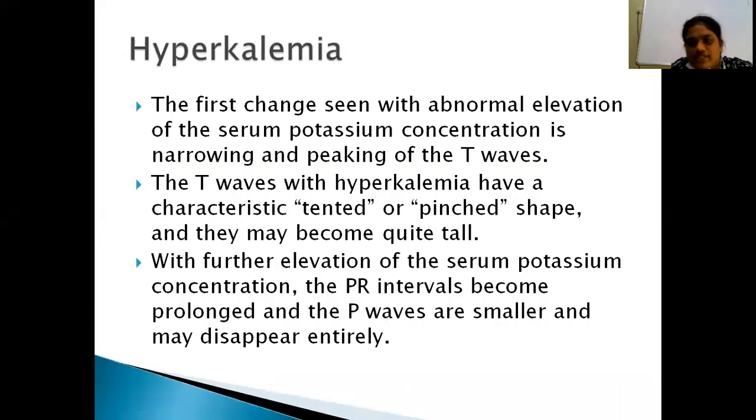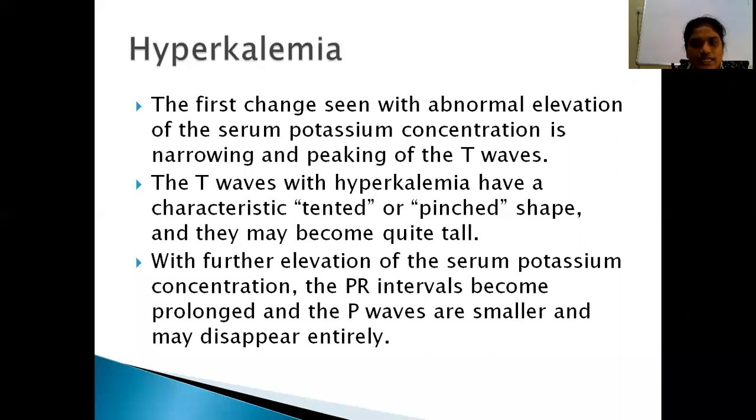Now we will discuss the ECG changes in the metabolic disturbances. The first and most common electrolyte disturbance which leads to changes in the ECG and cardiac conduction is potassium. In hyperkalemia, the first change seen with abnormal elevation of serum potassium concentration is narrowing and peaking of the T waves. The T waves have a characteristic tented or pinched shape, and they become quite tall.